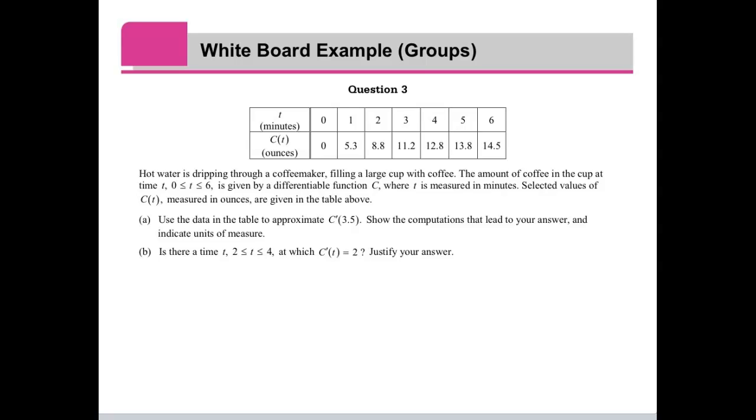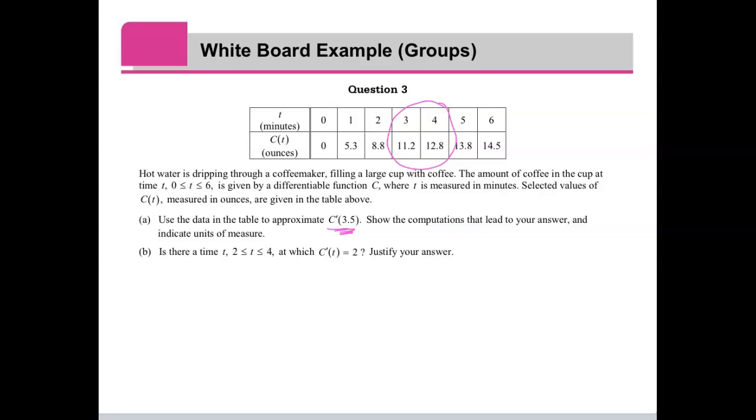And we're given selected values of c measured in ounces in the table. Use the data in the table to approximate c prime at 3.5 and show the computations that lead to your answer and indicate units of measure. So 3.5 is halfway between 3 and 4. The best we can do to approximate this is use the two closest points and find the slope between them. And so that would just be the slope between 3 and 4.